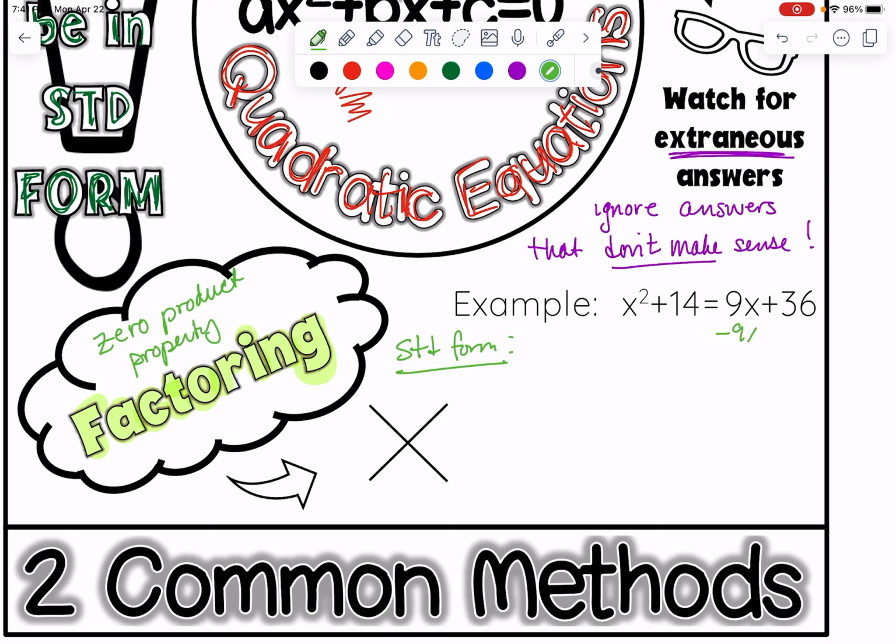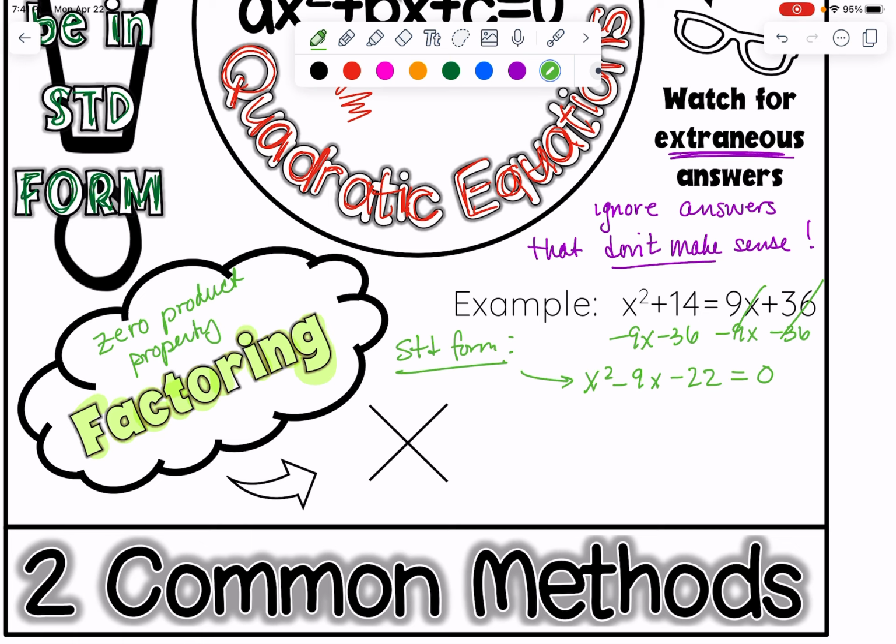So I'm going to minus 9x and minus 36 from both sides. Now the 14 and the 36 can combine, but the x and the 14 and the x squared cannot. So we get x squared minus 9x minus 22 equals 0. Okay, so now we're in standard form.